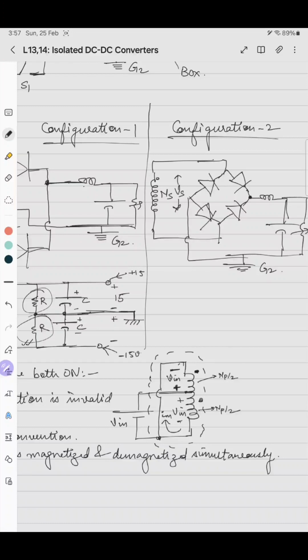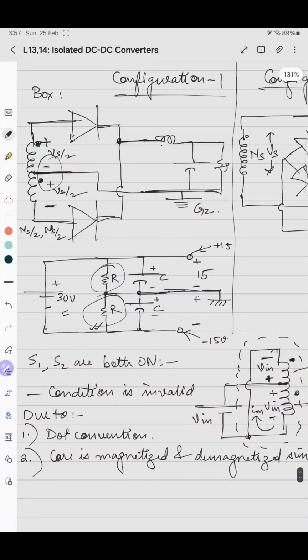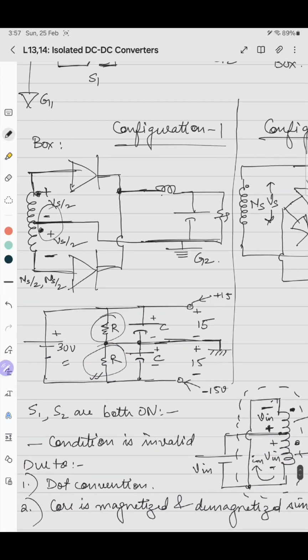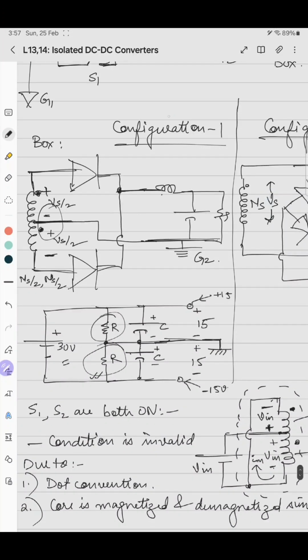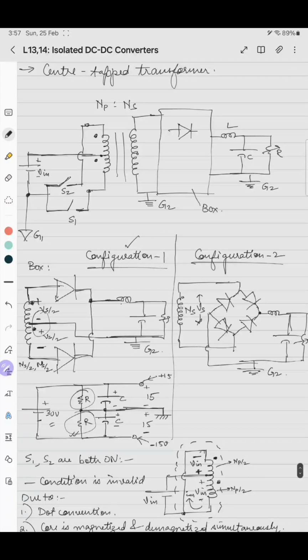So if we don't need a center tap, then it is advantageous because there is no need to equally split the number of turns, so that equal voltage should be distributed, just like this circuitry from 30 volt to plus minus 15 volt. So these are the two configurations. So we'll analyze the circuit using configuration 1 to analyze the steady state operation of the push-pull converter.